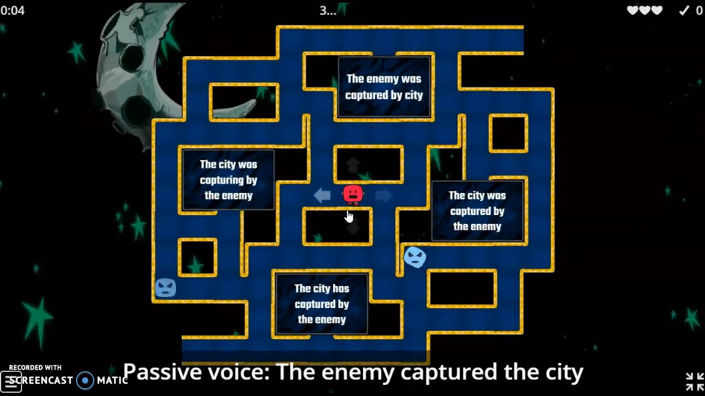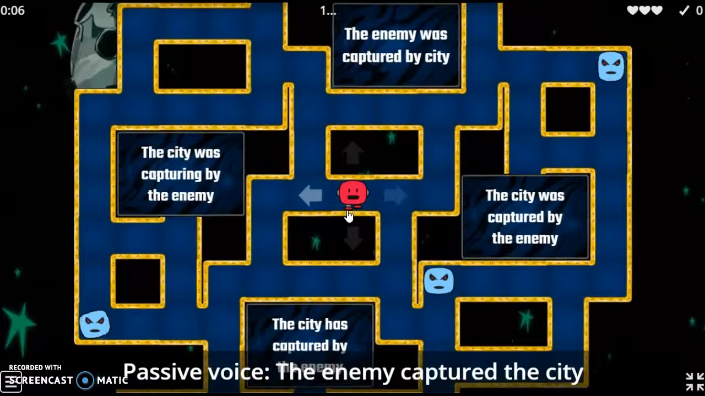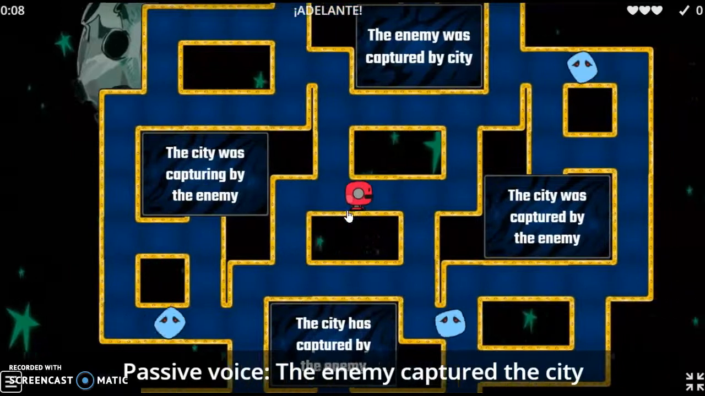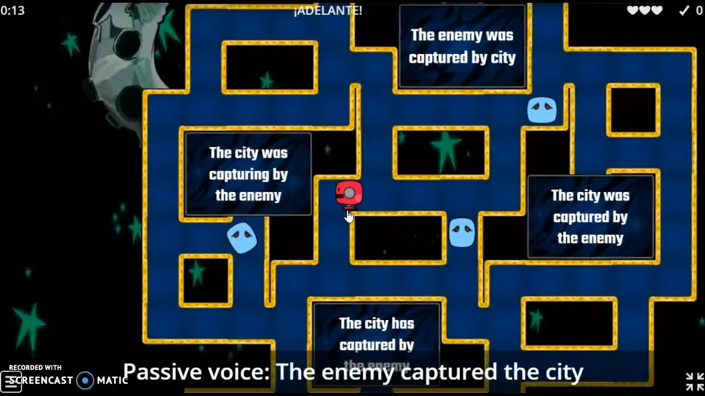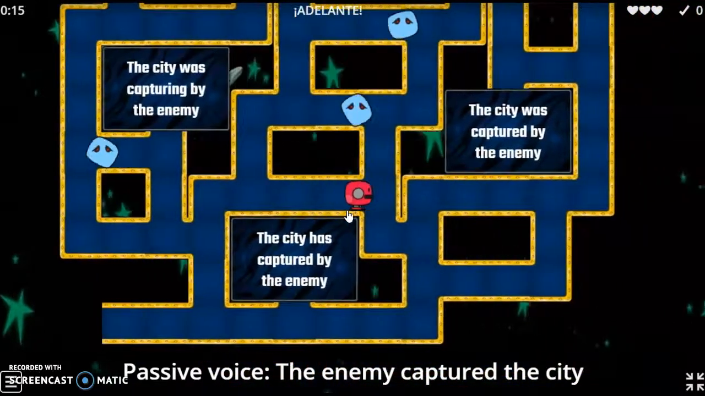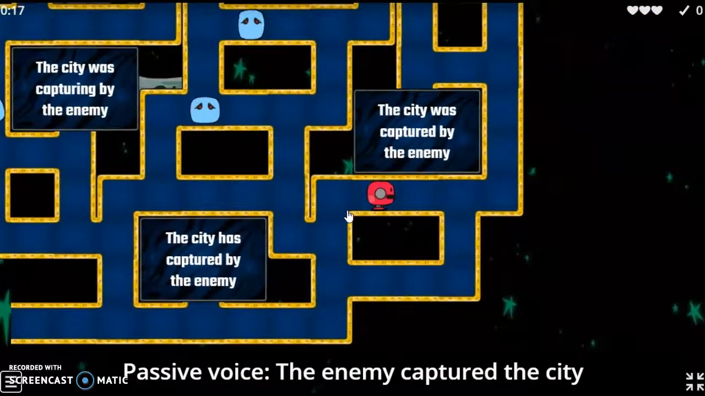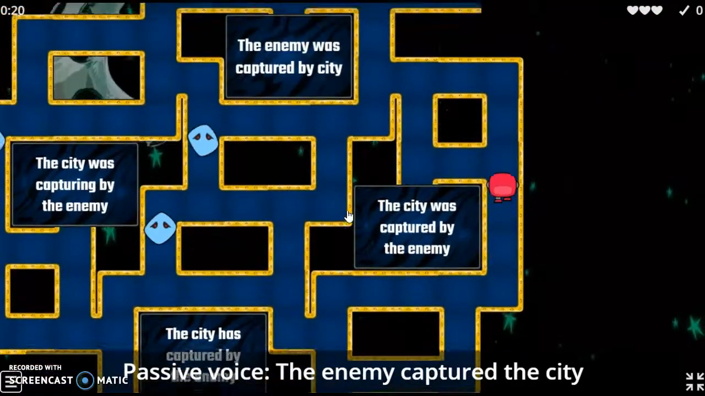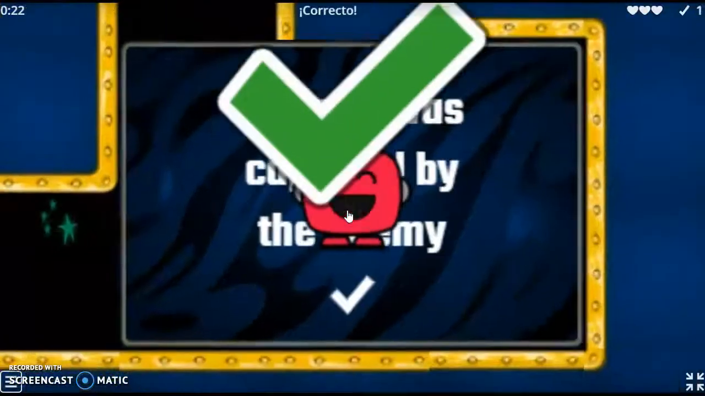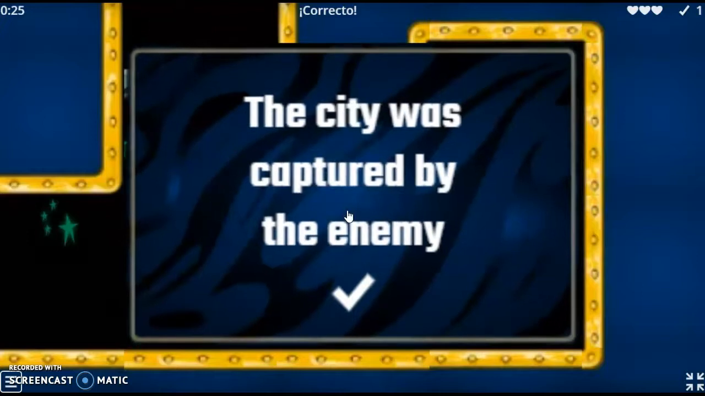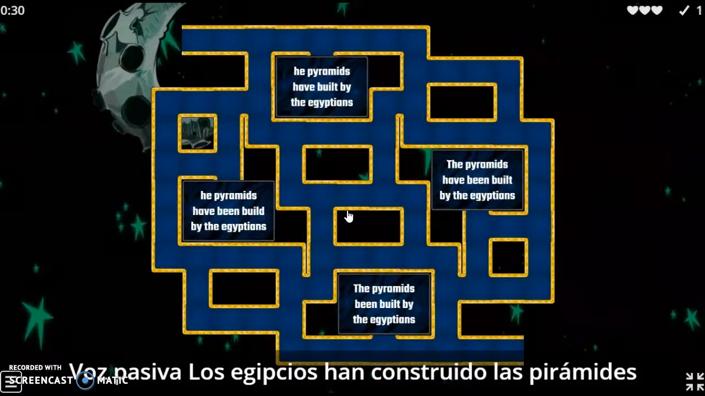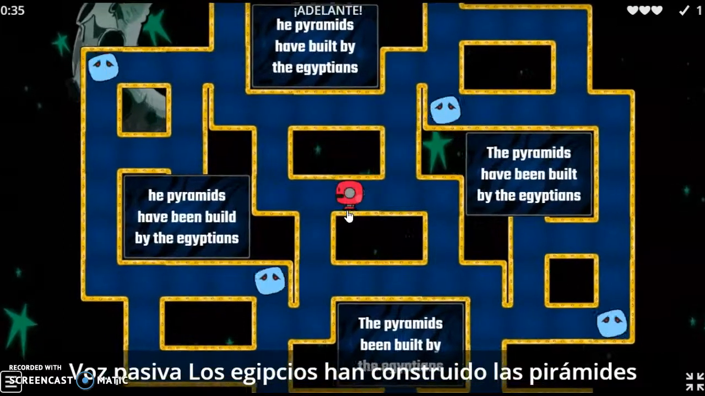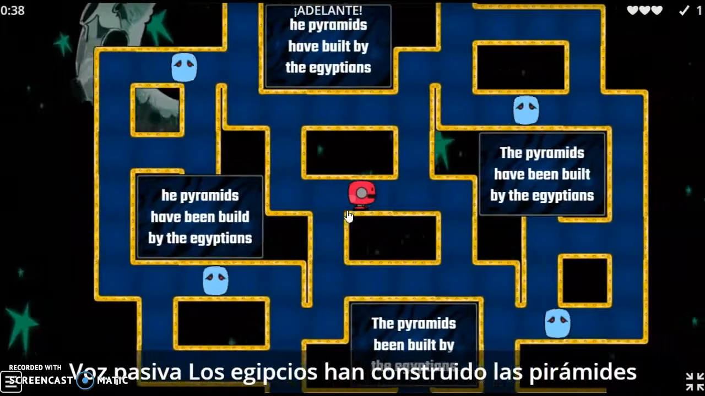So, the passive voice: the enemy captured the city. Okay, so we have to escape from them. Yes, that's the correct answer. The city was captured by the enemy. Very good. Then we have the second sentence. Passive voice: Los egipcios han construido las pirámides. So, read the options, sorry.